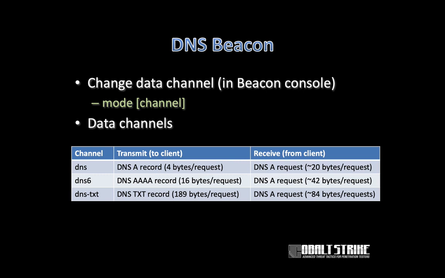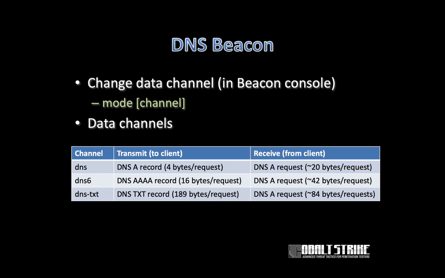The DNS beacon is no longer a mix of an HTTP and DNS beacon. The DNS beacon does not have an HTTP channel anymore. Its default mode is DNS TXT, to download taskings over DNS TXT records. But if you want to change the data channel, you still can do that. There's mode DNS to have the DNS beacon download tasks one A record request at a time. You can use DNS6 to have the DNS beacon download tasks using a quad A record. And again, the DNS TXT channel is a way of using DNS TXT records to download taskings.